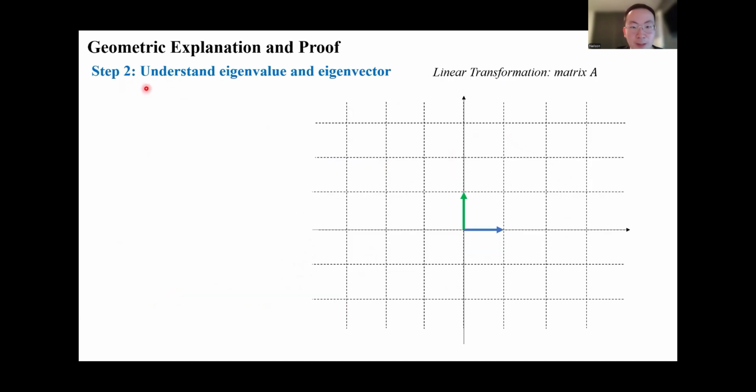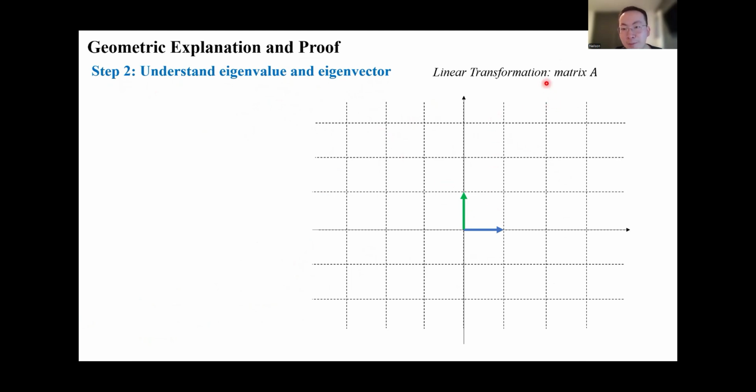Okay, step two is to understand eigenvalues and eigenvectors. I remember when I first learned linear algebra, these two concepts were the weirdest to me because I didn't know their intuitions. What I knew was just calculation. I think this is not the correct way to learn these two concepts. We have to know their intuitions.